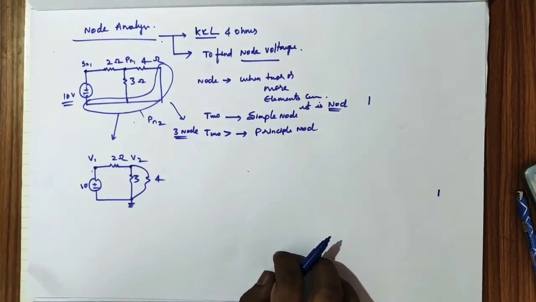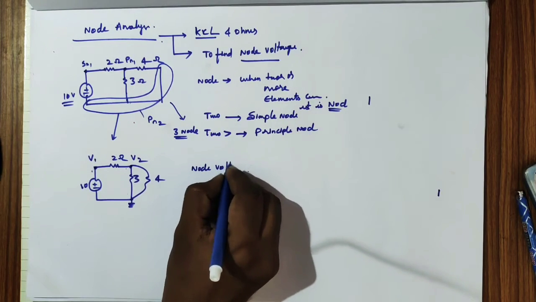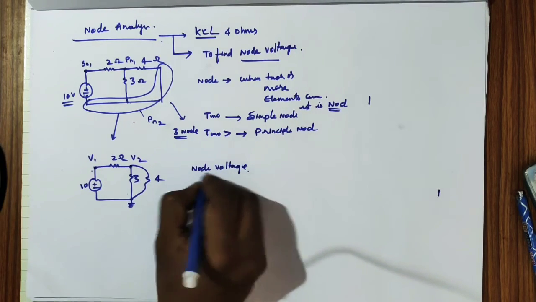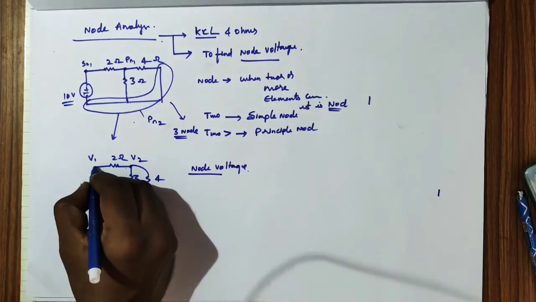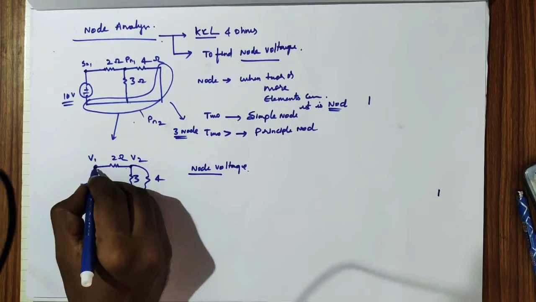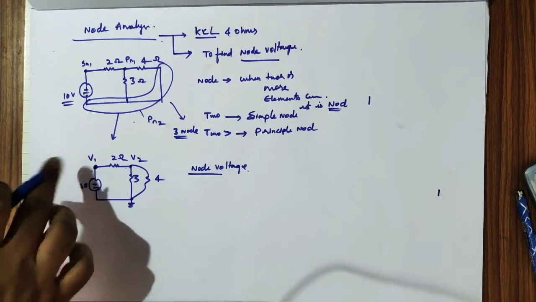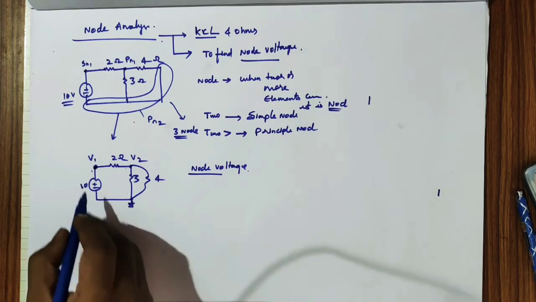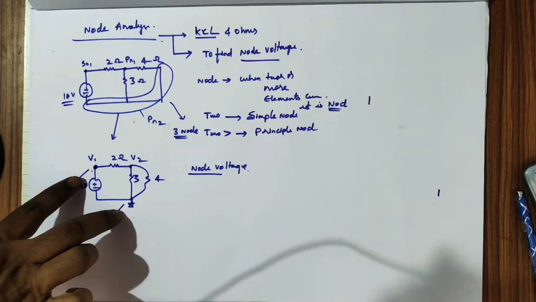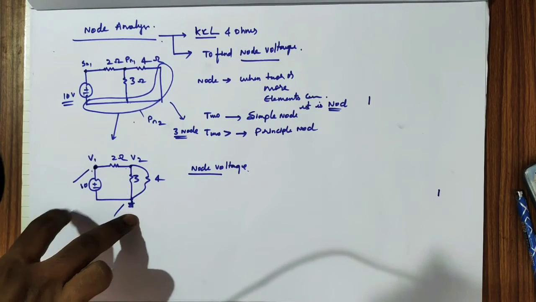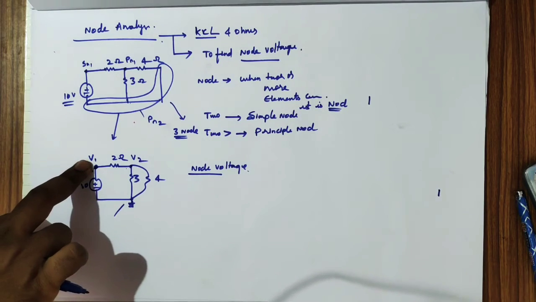Now what is node voltage? Many of you guys are not familiar with node voltage. Node voltage does not mean the voltage at this point, my friend. It is a voltage with respect to ground. That is the voltage which is observed across this branch. With respect to ground, the voltage across the 10 volts is called V1.